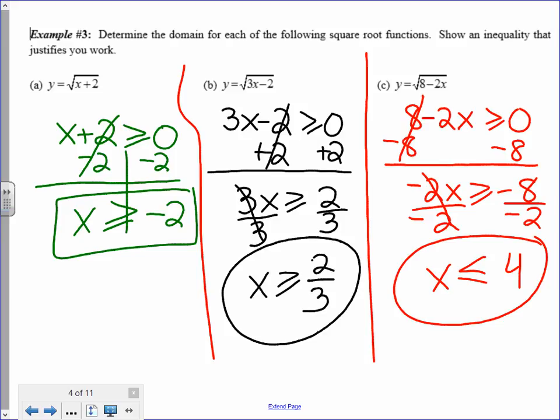All right, check your domain on the board. Gentlemen, check your domain on the board once you're finished. See if you get the right answer.